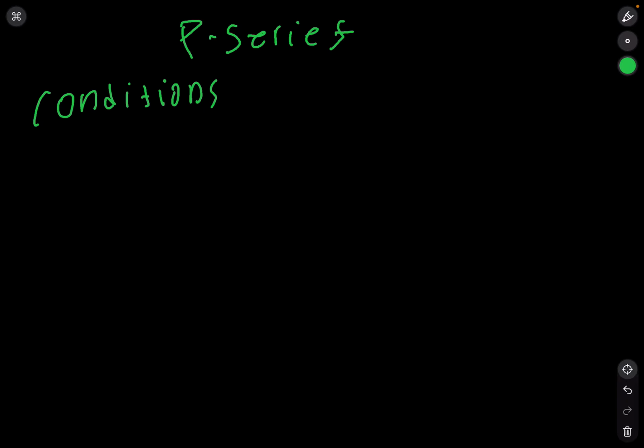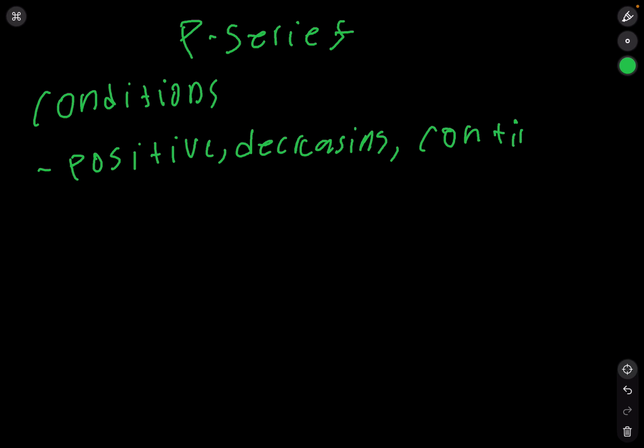The test I am talking about is the P-series test. However, before we can use this test, there must be some conditions we have to follow. It states that for a P-series test to work, it must be positive, it must be decreasing, and it must be continuous.